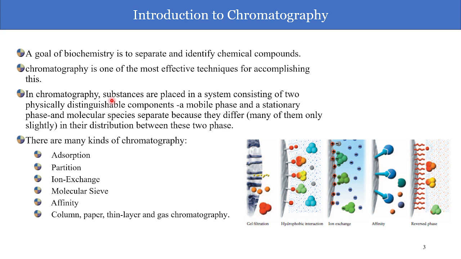When we talk of chromatography, there are two very important terms that we need to keep in mind, and that is basically your mobile phase and the stationary phase. And the molecular species separate because they differ in their distribution between these two phases, right?